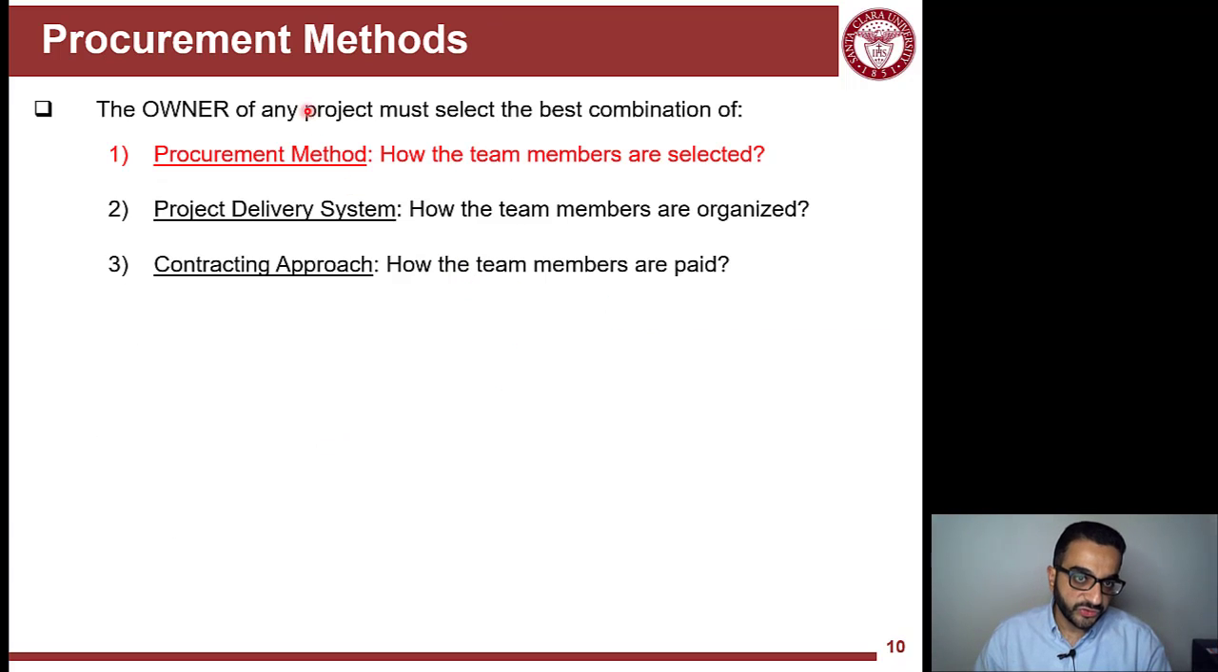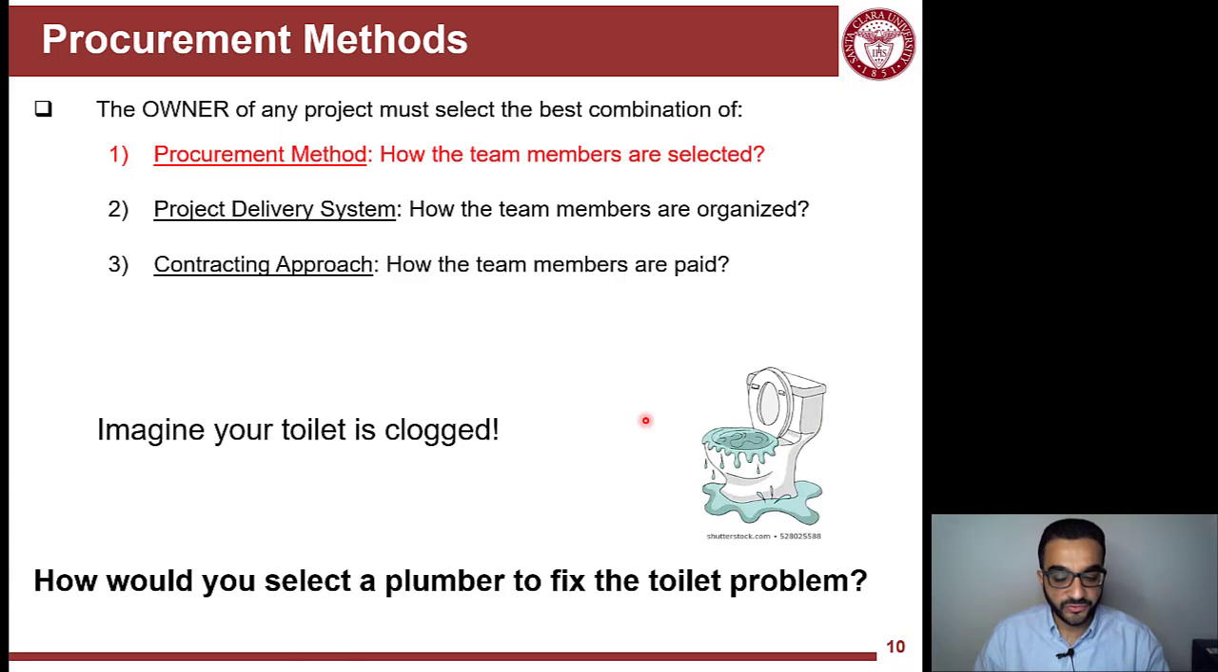And this acquisition strategy, like we discussed before, includes procurement, project delivery systems, and contracting. Let's start with procurement. Procurement is how the team members are selected. So let's explain that with this simple example. On a good day, your toilet is clogged and you need to fix it. So you need to have a plumber come and fix it. So how are you going to bring this plumber?